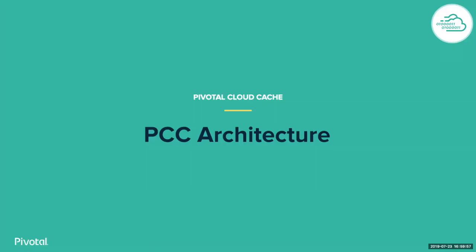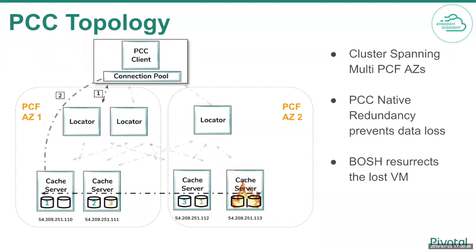Cool. Any questions on that before I go to the architecture? Okay. Let's go to the architecture, right? Very quickly, how does PCC look? When I do the demo, I'll show you how to install it. But when I create a PCC cluster, there are two essential components. One is the locator, and then there is the cache server. When I create a PCC cluster, there are a minimum of 3 locators and a minimum of 4 cache servers.